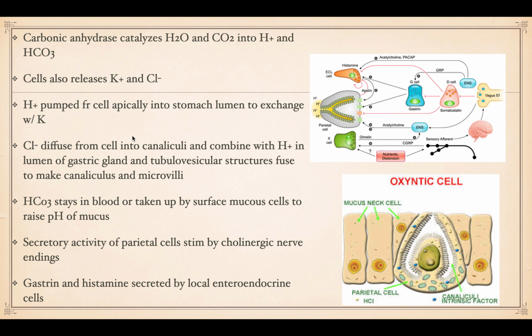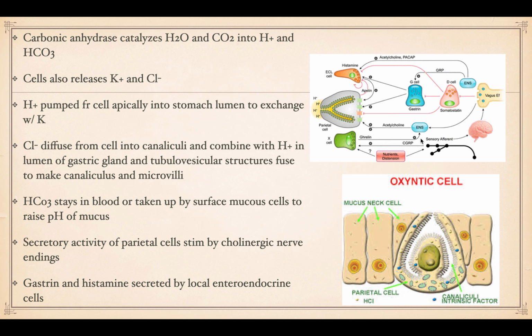while the bicarbonate stays in the blood to raise the pH of the mucus. And then all of this is going to be stimulated by the cholinergic nerve endings, while gastrin and histamine are going to be stimulated by something else, usually some kind of smell, and that's going to be secreted by the local enteroendocrine cells. And that's just a complicated way of saying what the oxyntic cells do, and really they're just there for the hydrochloric acid and the intrinsic factor.